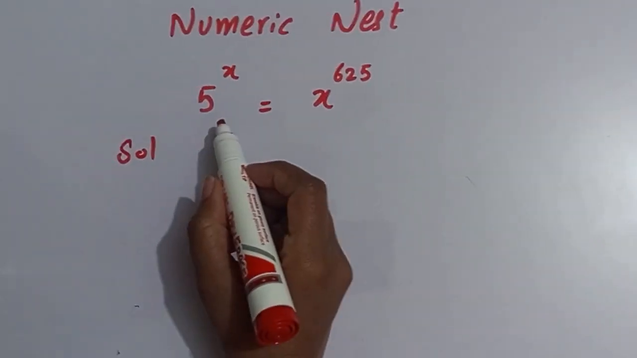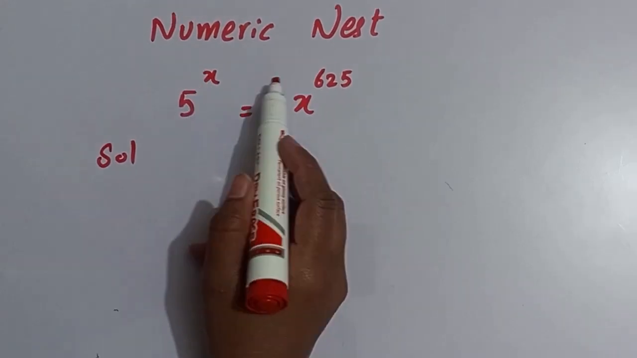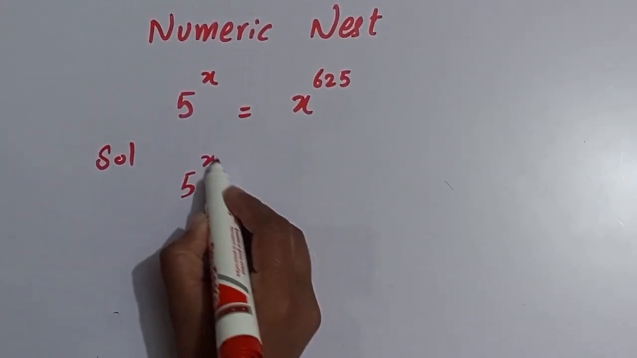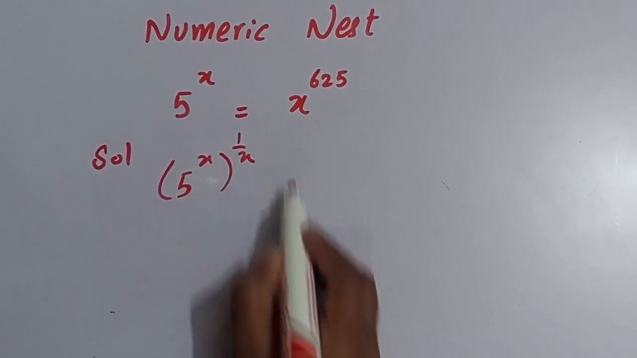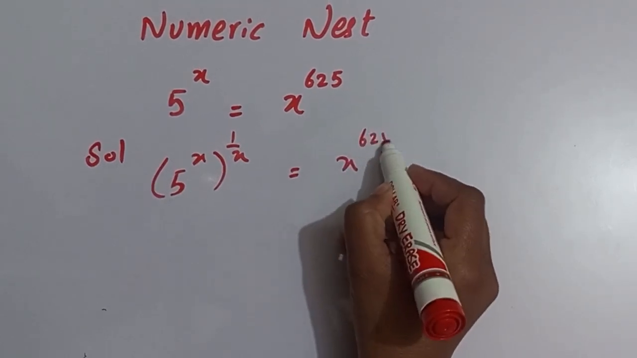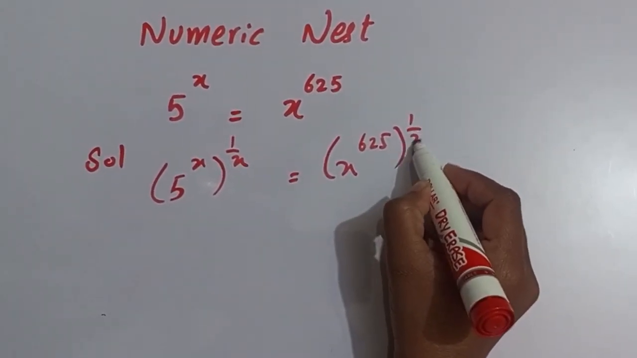In the first step, we multiply the exponent of this equation by 1 over x. So 5 raised to the power x, we multiply this exponent by 1 over x, is equal to x raised to the power 625. We also multiply this exponent by 1 over x.